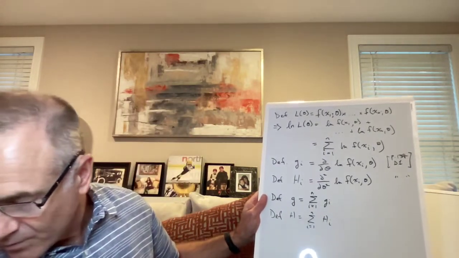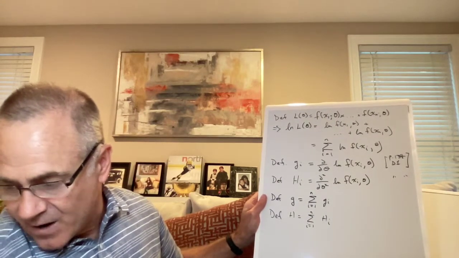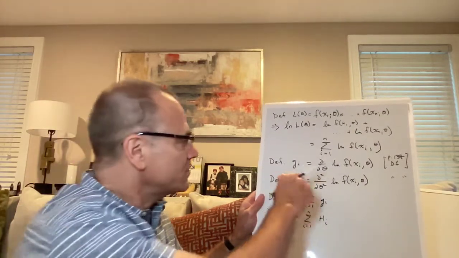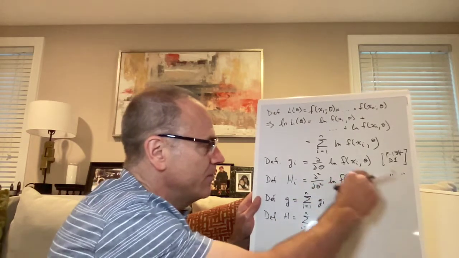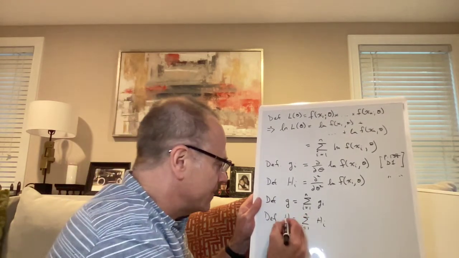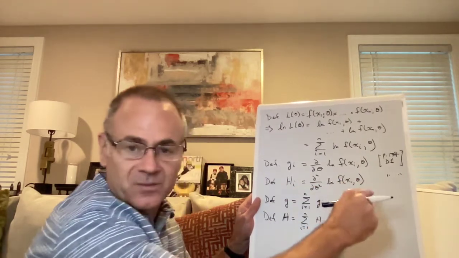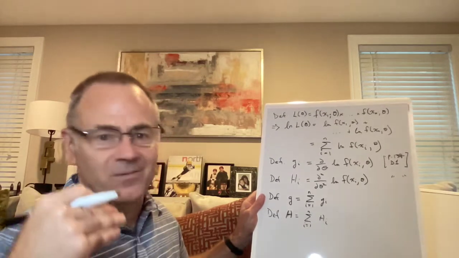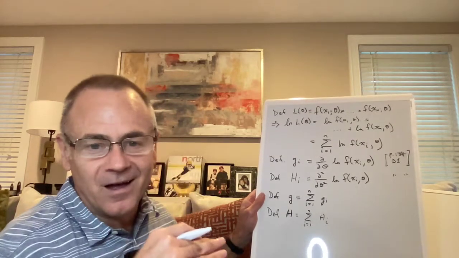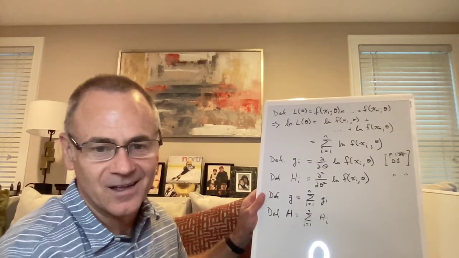Therefore, H_i is the second derivative of that log. Big H, just H without a subscript, just equals the sum of these terms. Now, hopefully you remember from freshman calculus that the sum of the derivatives is the derivative of the sum.